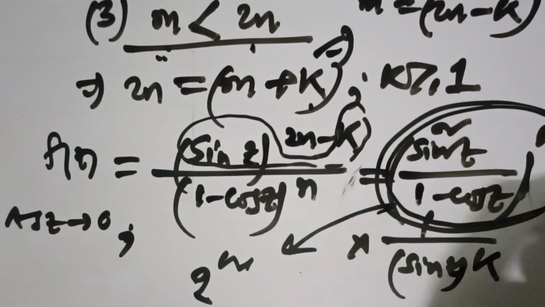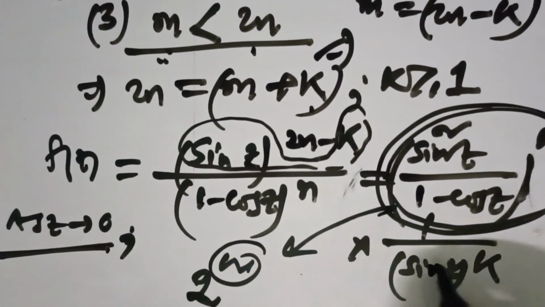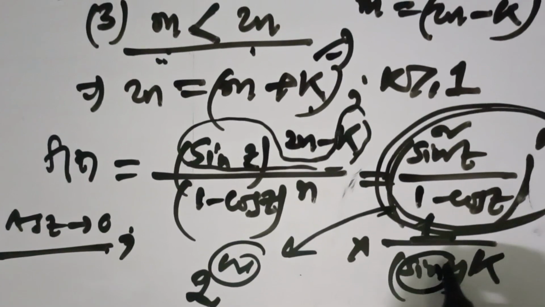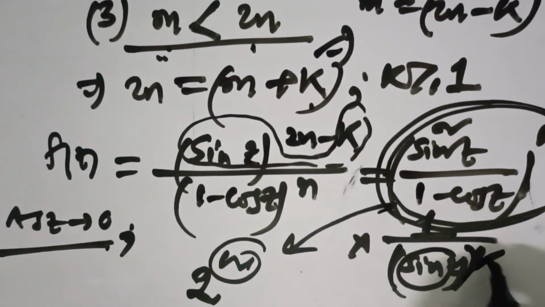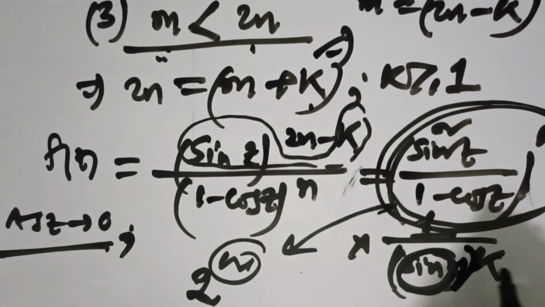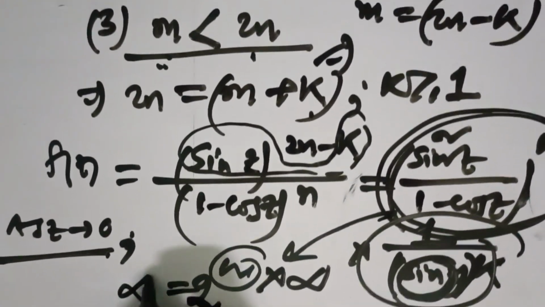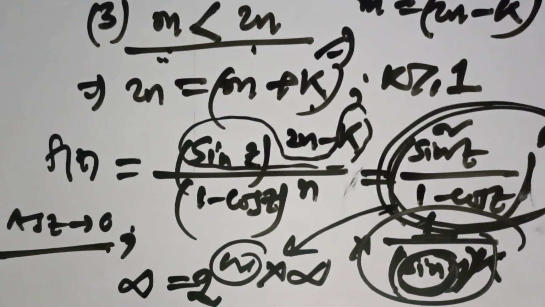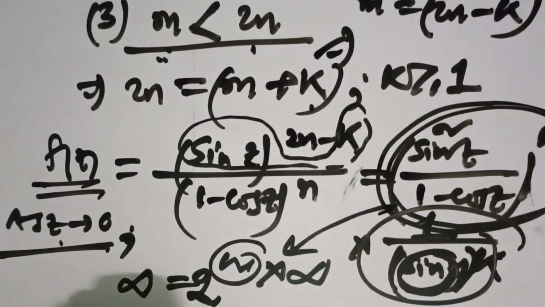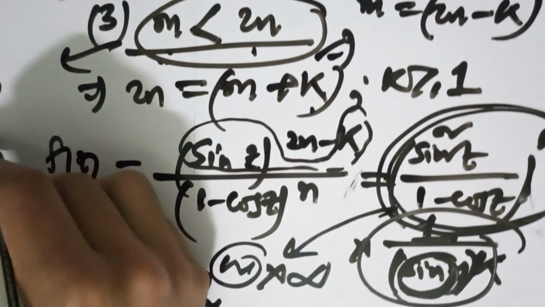So this goes to the limit 2 to the power n for any natural number. But for 1 upon sin z to the power k, as z goes to 0, sin z goes to 0, and k is a natural number greater than or equal to 1, so 1 upon 0 gives infinity. So 2 to the power n into infinity gives infinity. So we see that the limit of f(z) as z goes to 0 is infinity, so in this case, when m is less than 2n, z equal to 0 becomes a pole.